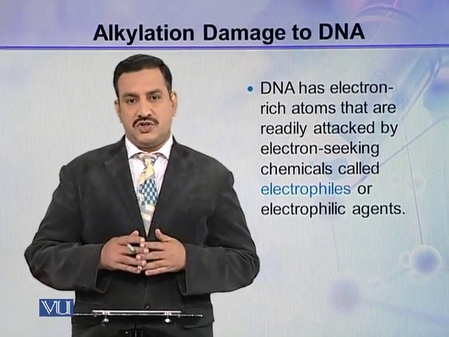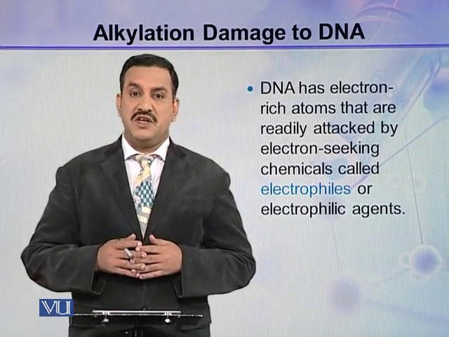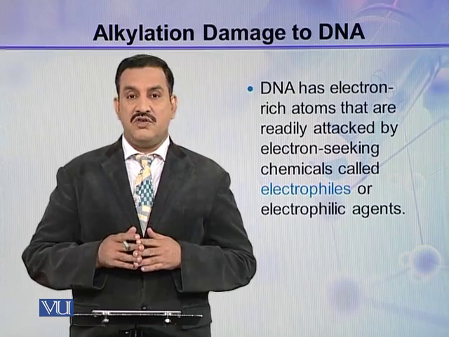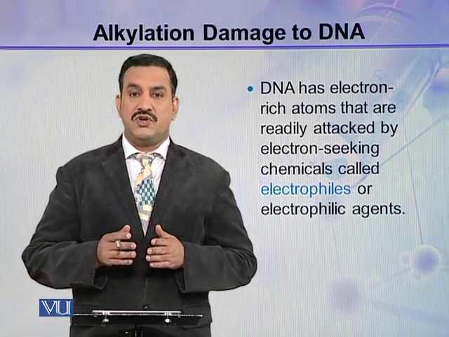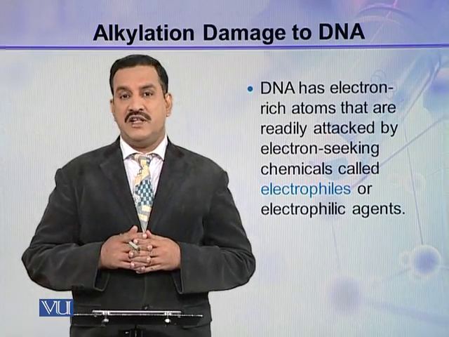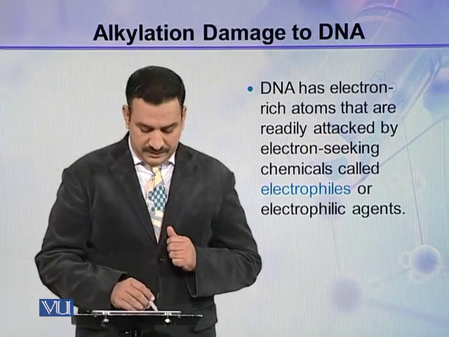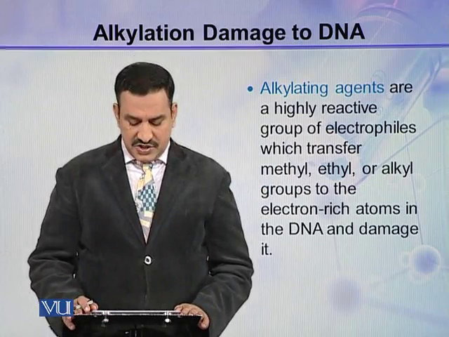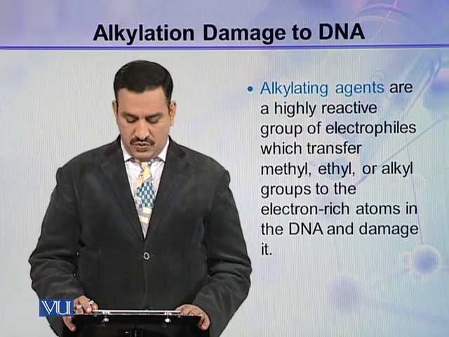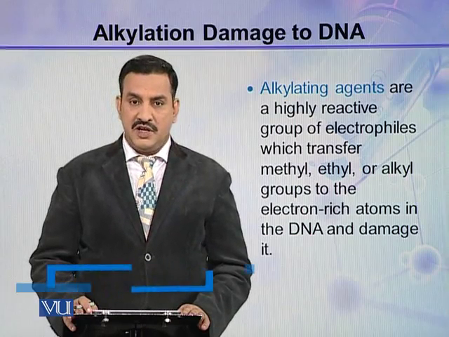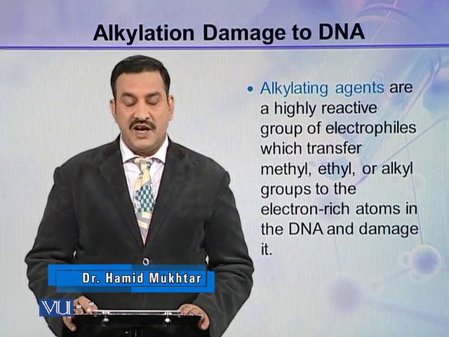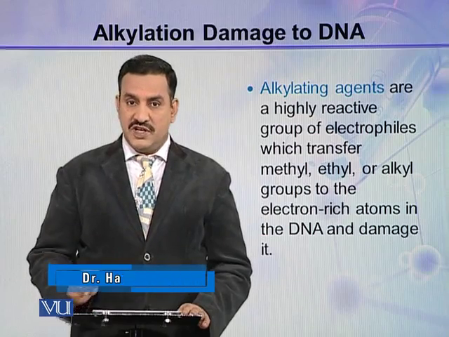As you know the structure of DNA molecule, there are many electron-rich atoms present in the DNA, and these atoms are readily attacked by electron-seeking chemicals, and these electron-seeking chemicals are called electrophiles or electrophilic agents. Alkylating agents are a highly active group of electrophiles which transfer methyl, ethyl or alkyl groups to the electron-rich atoms in the DNA, and in this way they damage the DNA.